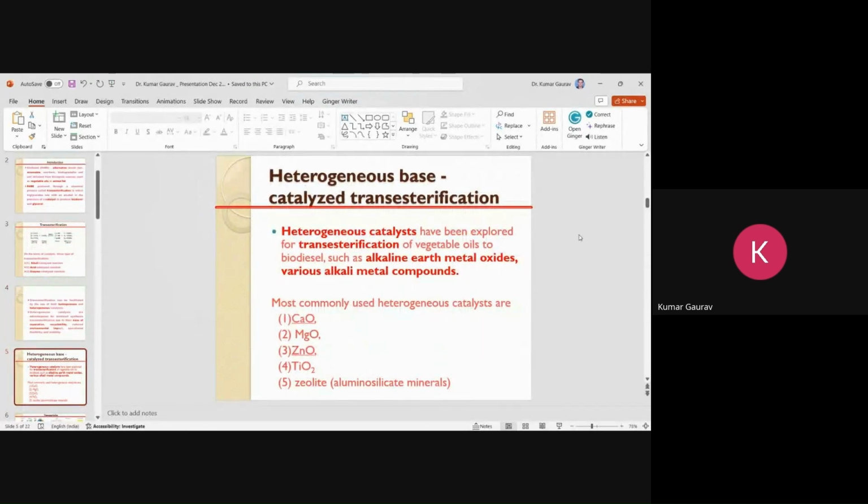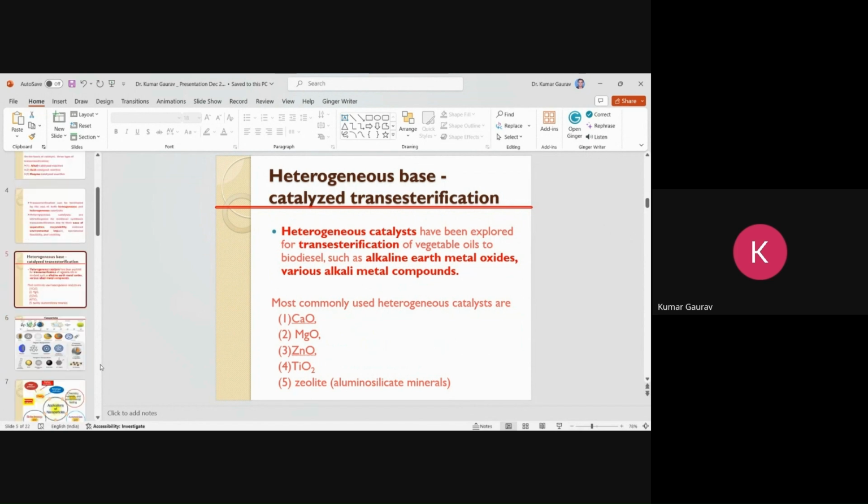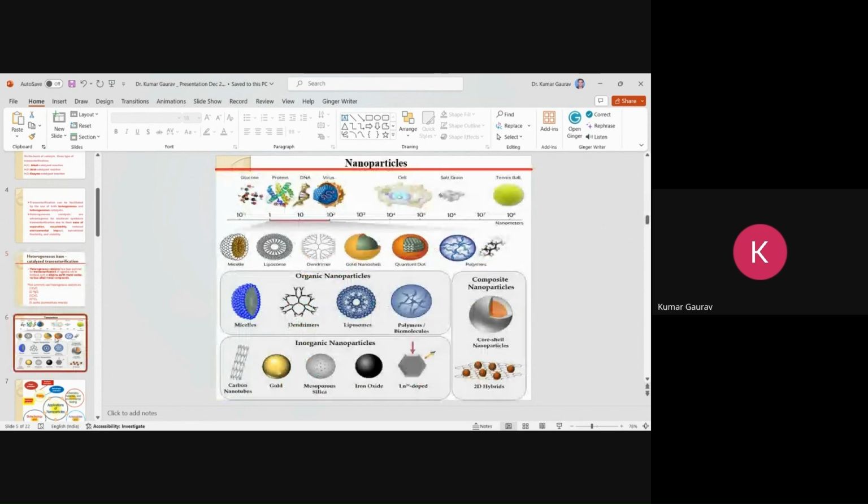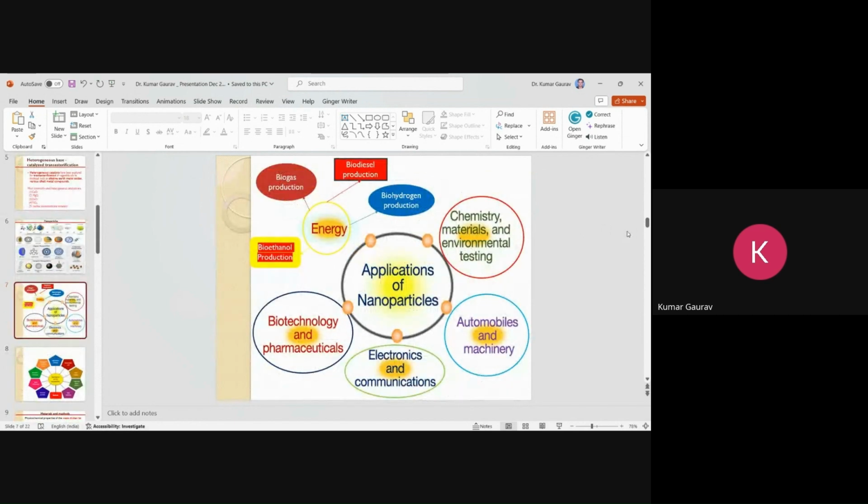Heterogeneous catalysts are mainly from alkaline earth metals and different types of alkali metals. In this process, we use calcium oxide, magnesium oxide, zinc oxide, titanium oxide, and aluminosilicate. Specifically, we use calcium oxide and titanium oxide. These are nanoparticles. There are different types of nanoparticles, and there are applications of nanoparticles.